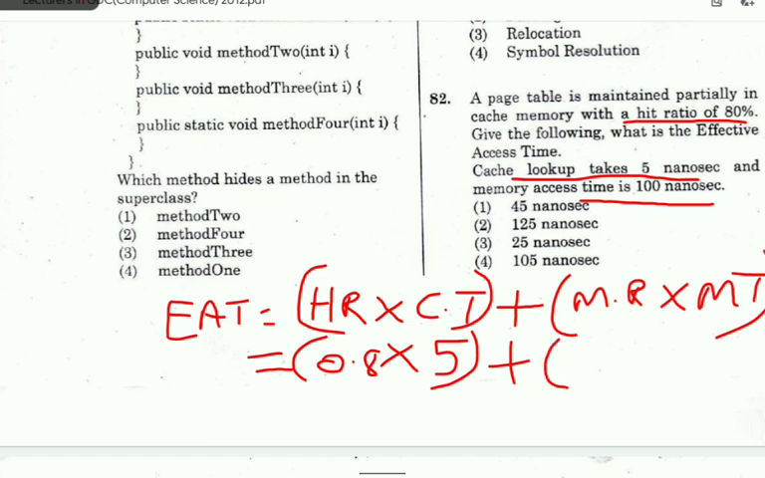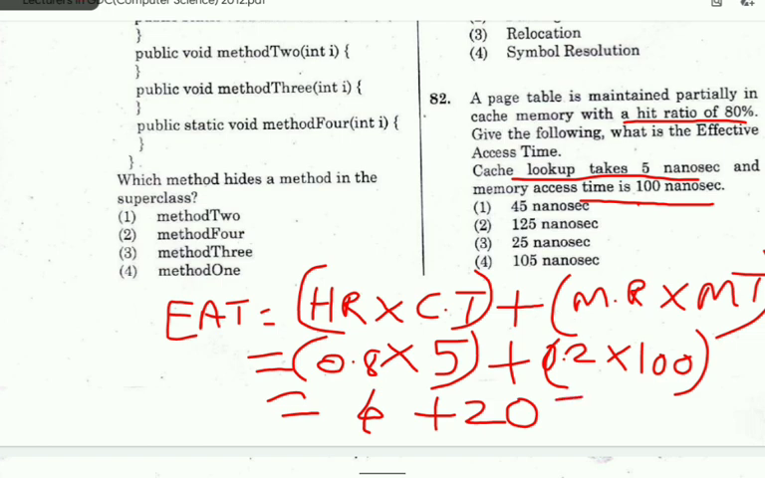So given the hit ratio is 80%, the miss ratio is the reverse of the hit ratio, right? That is 20%, that means 0.2. So 0.2 into memory access time. So what is memory access time? 100 nanoseconds. So that is 4 plus 20, that is 24 nanoseconds. So approximately it is giving the answer option 3. Okay, option 3 is the correct answer.